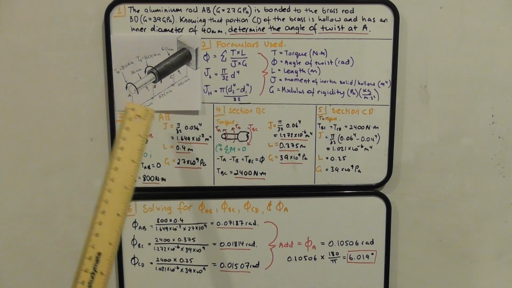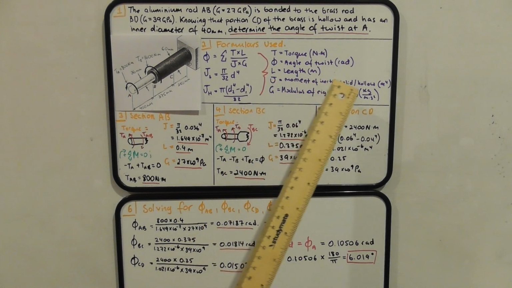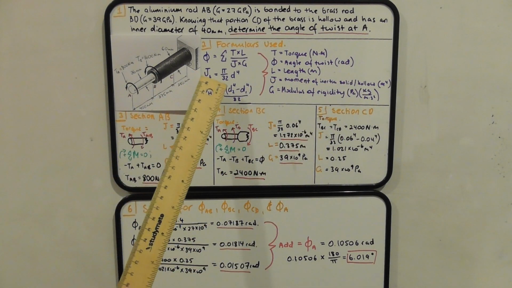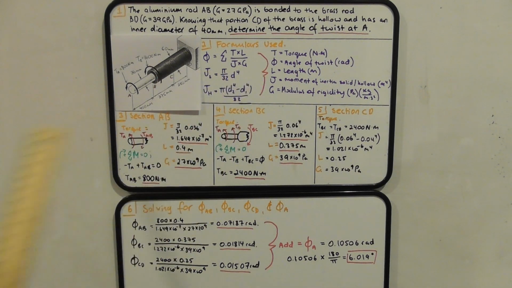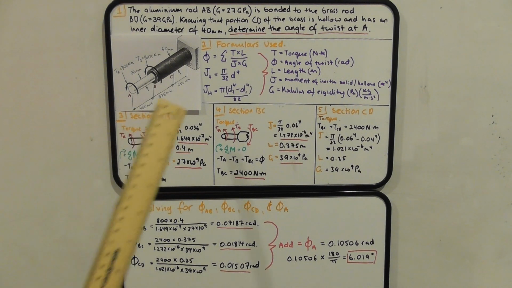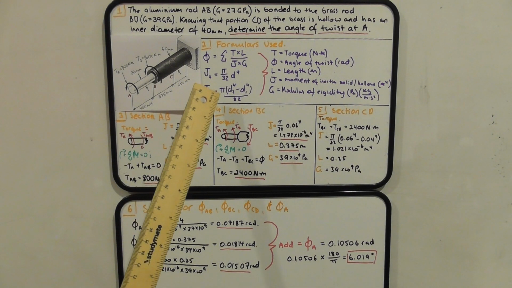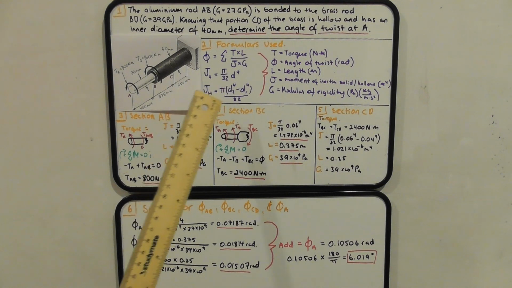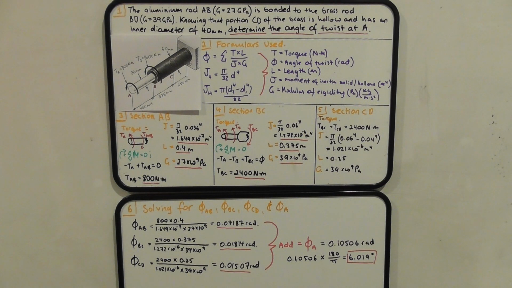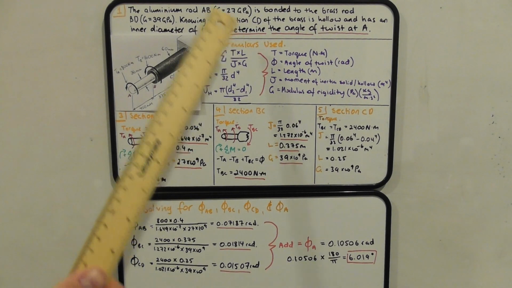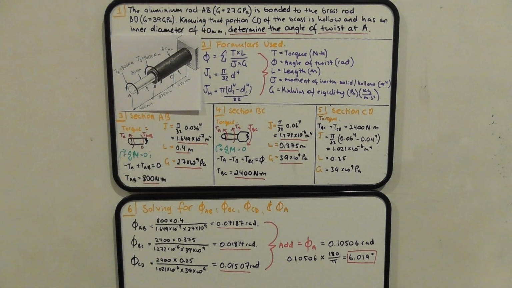The other formulas we need are the formulas for the moment of inertia. Moment of inertia when it is solid is pi on 32 times diameter to the 4. And moment of inertia when it's hollow is pi on 32 times diameter 2 to the 4 minus diameter 1 to the 4. Okay, so first we will move on to finding all these individual values for section A.